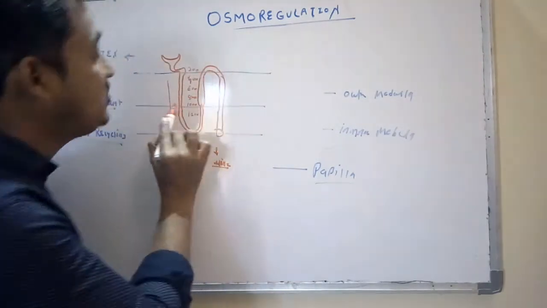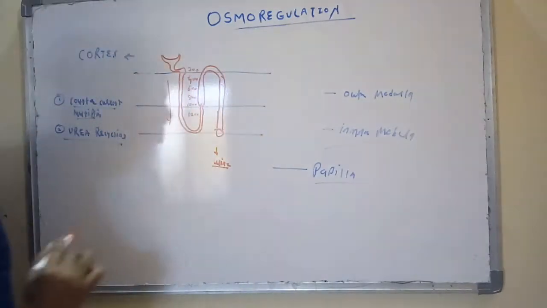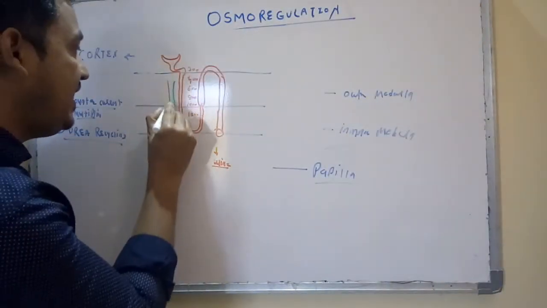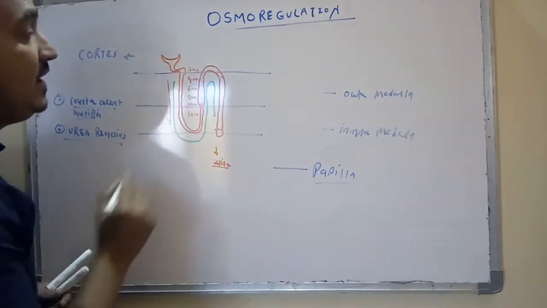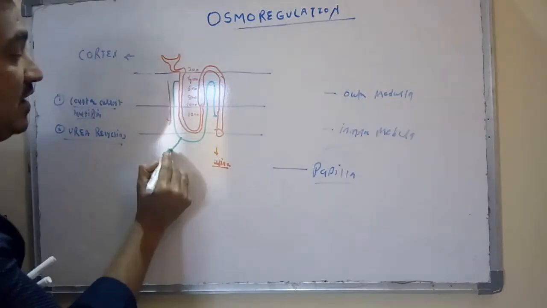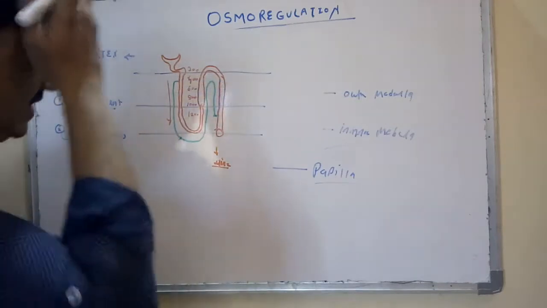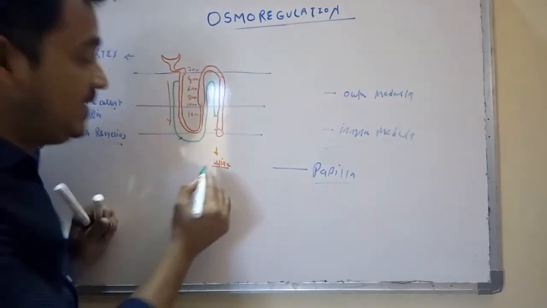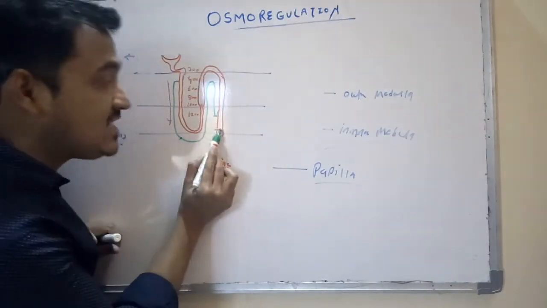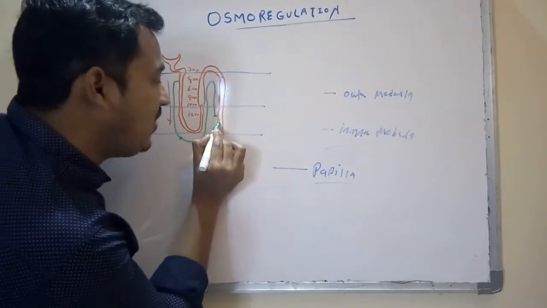It is neither reabsorbed in the loop of Henle nor in the DCT, nor in the initial part of the collecting duct. That means this complete part, from here to here, is not permeable for urea. Urea is impermeable here. Urea is not getting reabsorbed here. There is no permeability for urea. So what will happen? Urea will be concentrated in the last part of the filtrate, that is the urine. Just before urine is formed, urea will be concentrated here.